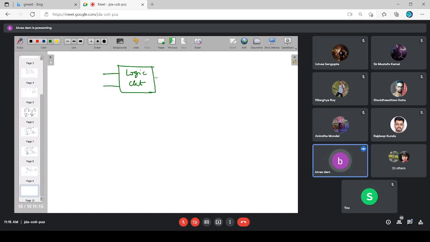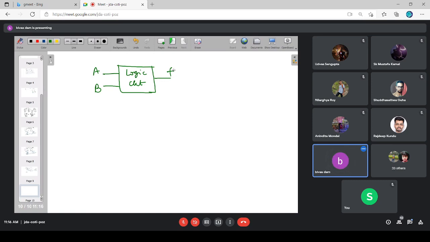Say I have a logic circuit. I have a black box. Internal to the black box, I have one logic circuit. I do not know what that logic circuit is, but it has 2 inputs A and B and 1 output F. I do not know what is there inside it. It has 2 input variables A and B, and 1 output F.